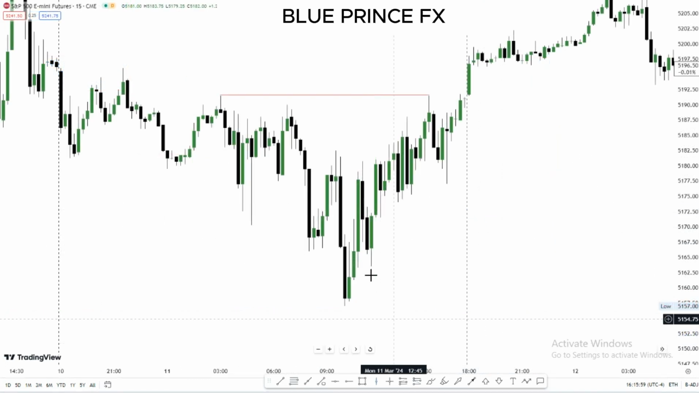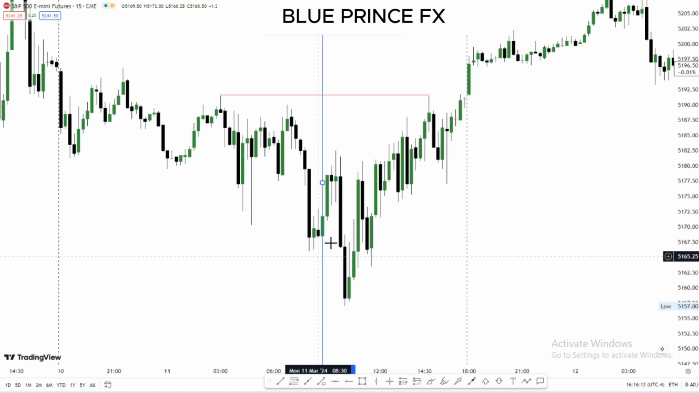With our first example, we are on the S&P 500 E-mini futures on the 15-minute time frame. What do we do on the 15 minutes? We are looking for the 8:30 opening, which is here. This line represents our 8:30.